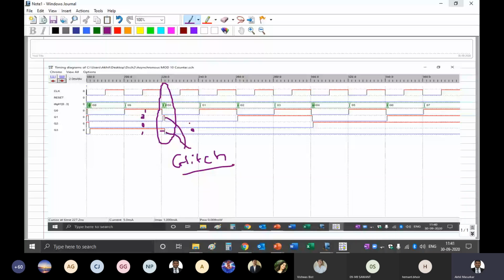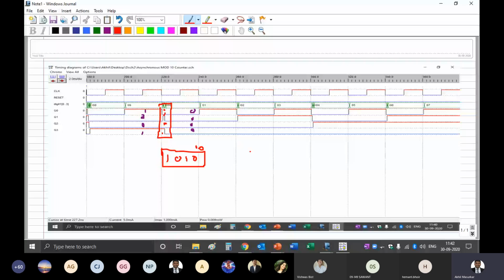But here, in this position, here it is something else only. It is 1 0 1 0. So you can see that 9 becomes 0, but for a very small time it is 1 0 1 0. That means for a very small time it goes into the 10 state.